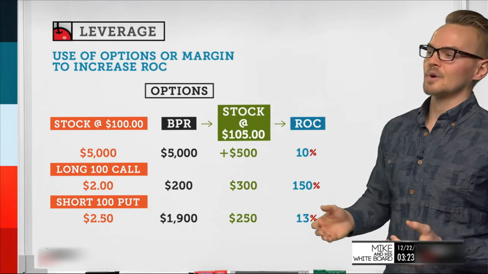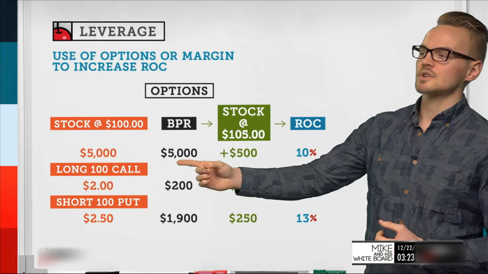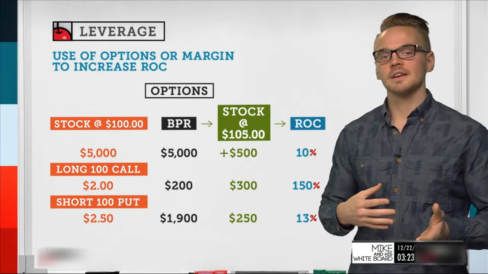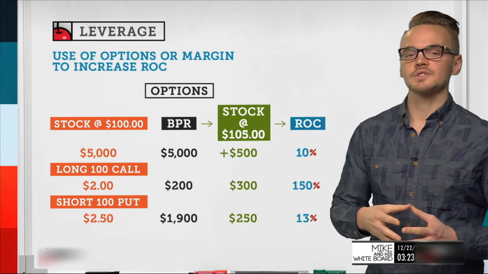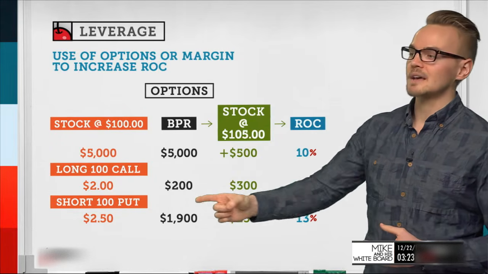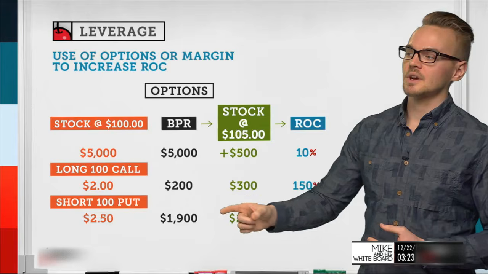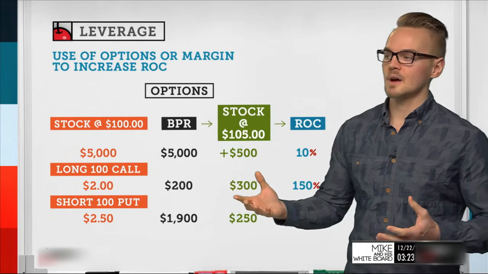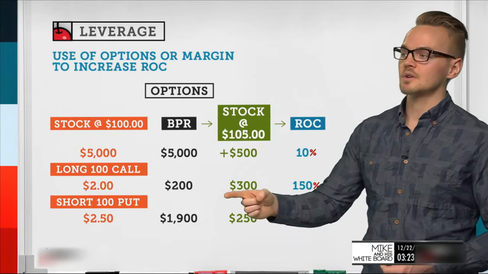So let's say I buy a 100 call for $2. And again, every option contract is the theoretical equivalent to 100 shares. So if I buy it for $2, it's really going to cost me $200. So my buying power reduction, or the amount reduced from my account, would be $200.